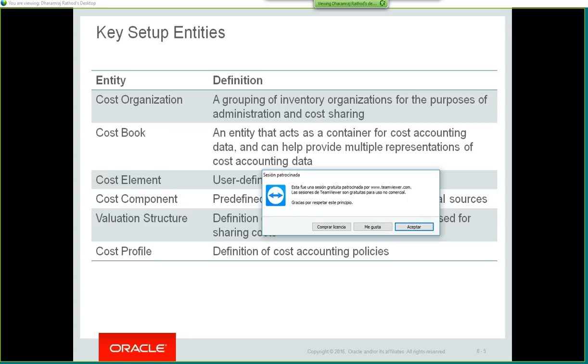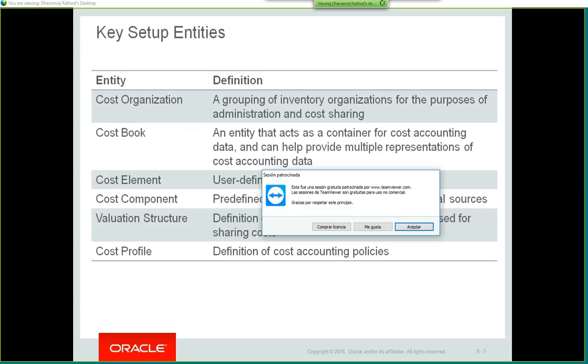Valuation structure along with the cost method will eventually help you to manage the cost and account the cost. So this is where you would specify whether or not you want to share the cost across inventory organizations, whether or not you want to share it by sub-inventories and so on. So you could go create the valuation structure and use that valuation structure along with the cost method.